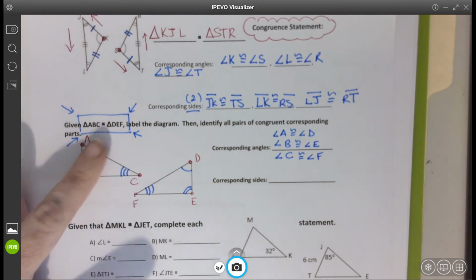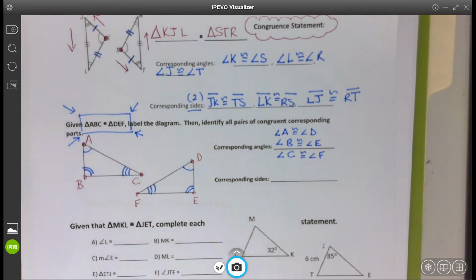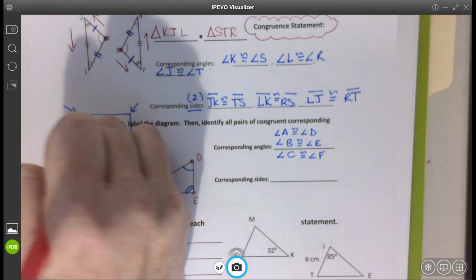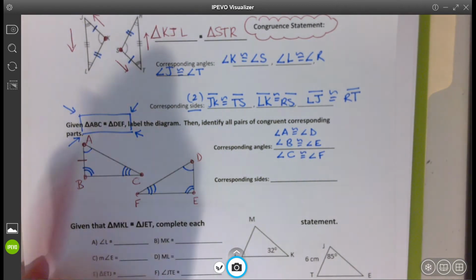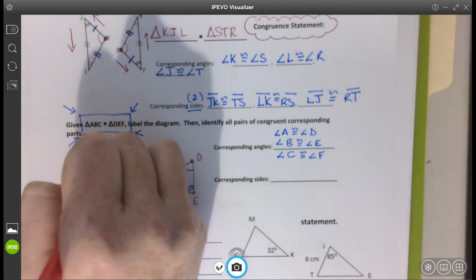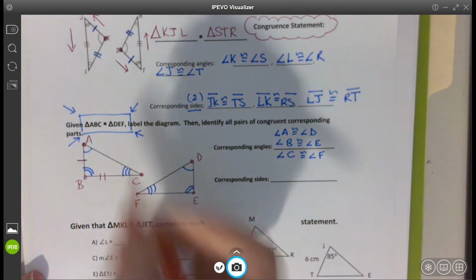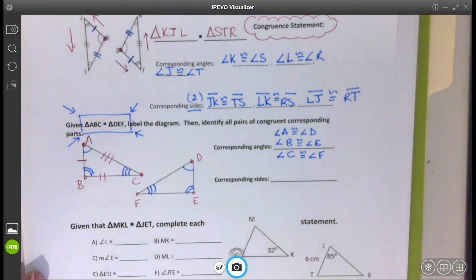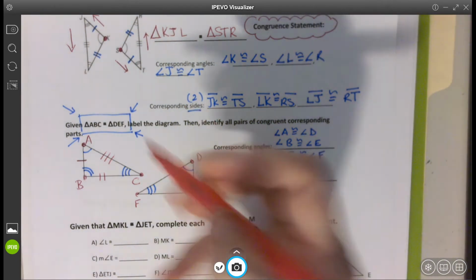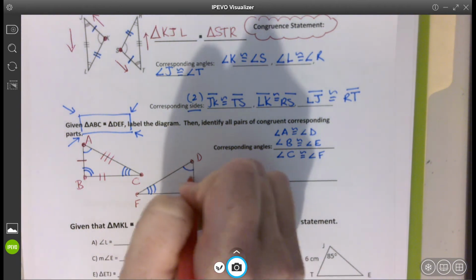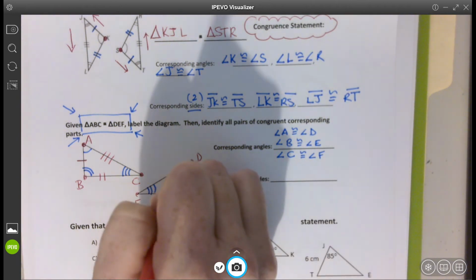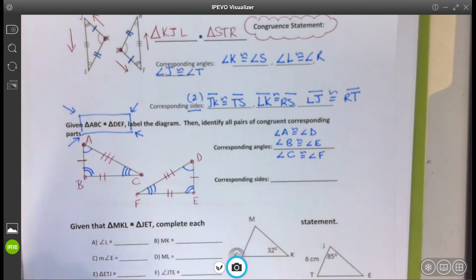So going back to my statement, AB is the first two letters, making my first side. So I'm going to put one tick mark. Then BC comes next, getting two tick marks, making the third one AC, getting three tick marks. I'm going to do the same thing on the next triangle. So DE gets one tick mark, EF gets two, making the last one getting three.